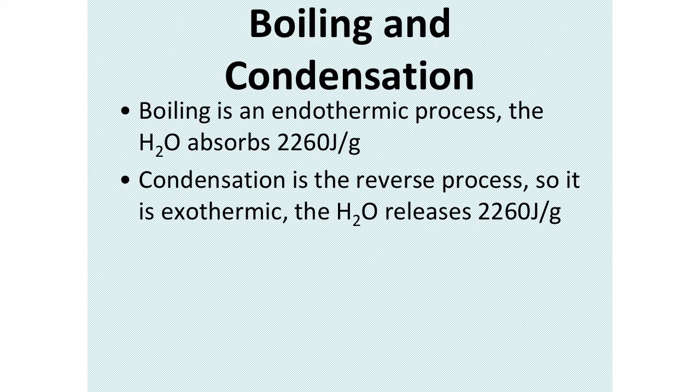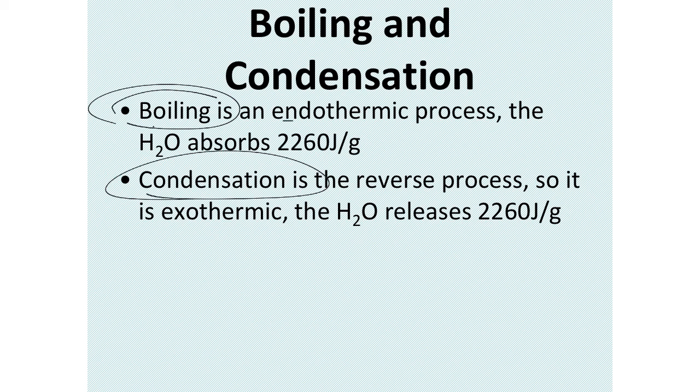Again, as a review, we can use this formula for boiling or condensing. Boiling is endothermic. If we're working with water, we're absorbing 2,260 joules per gram. Condensation is the reverse process, so it is exothermic, and we would be releasing energy. And again, if it's water vapor, we would be releasing 2,260 joules per gram.